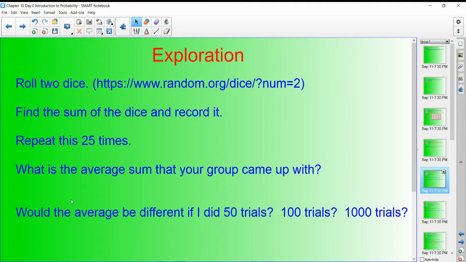So we're going to start by exploring. Now I want you to roll two dice. I've come up with a randomizer online. You could search for a random dice randomizer, or you can have two dice. I want you to roll two dice, find the sum, record it, and do it about 25 times and find the average. Okay, and record your average. And think about what would happen to the average if I did it 50 times or 100 times or 1,000 times, and we're going to discuss that. So pause the video, take a few minutes, roll two dice, record the sum over and over again.